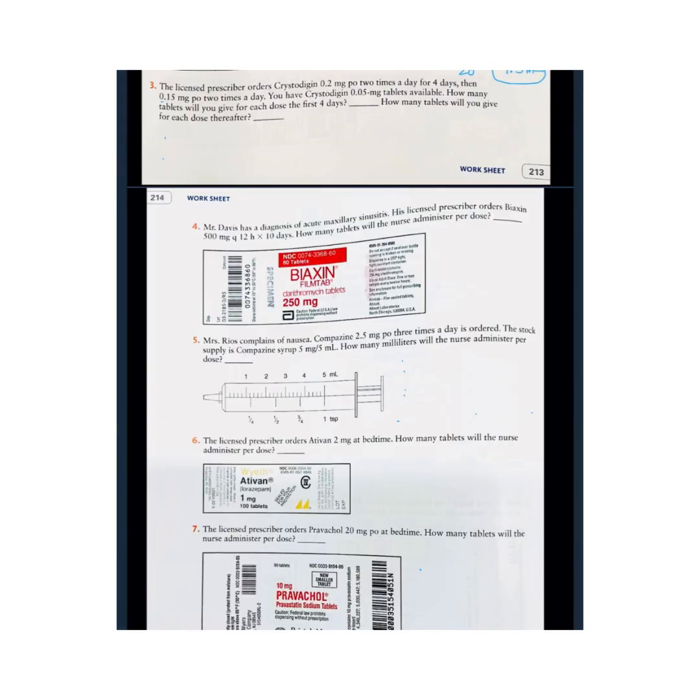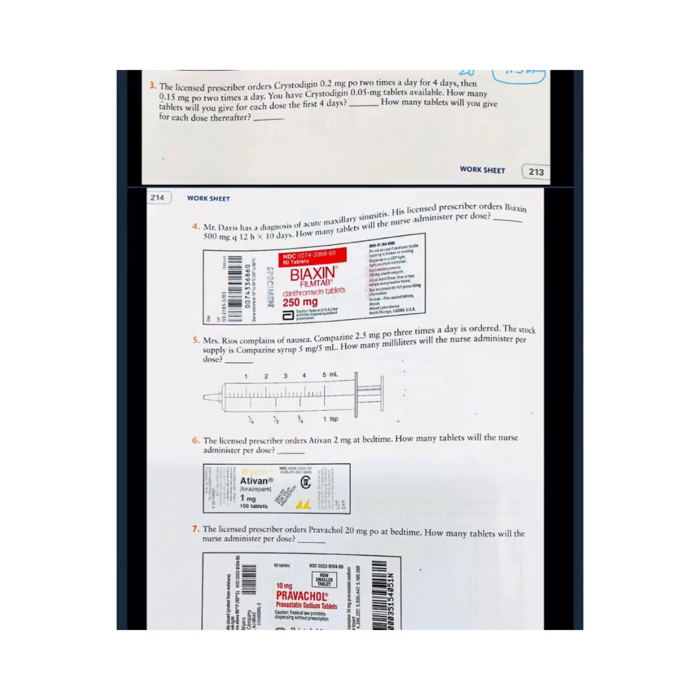Number 3 says a licensed prescriber orders a medication 0.2 milligrams PO 2 times a day for 4 days, then 0.15 milligrams PO 2 times a day. You have the medication available at 0.05 milligram tablets. How many tablets will you give for the first 4 days? How many tablets will you give for each dose thereafter?